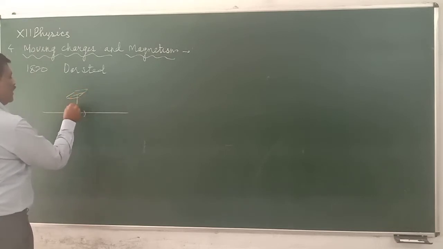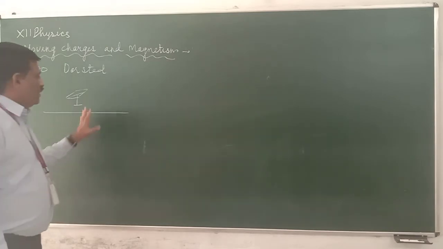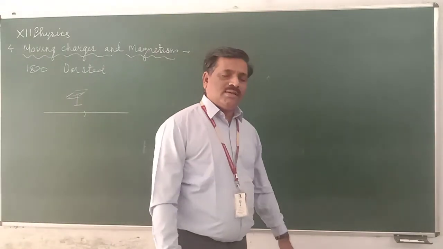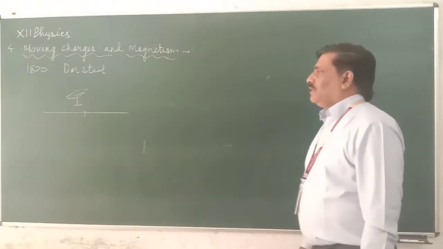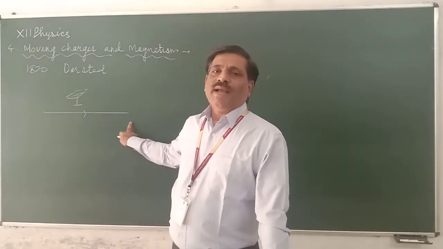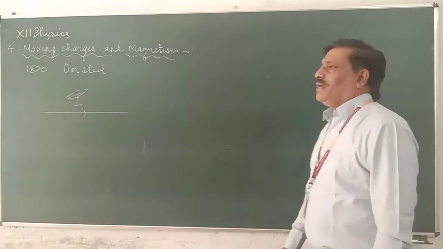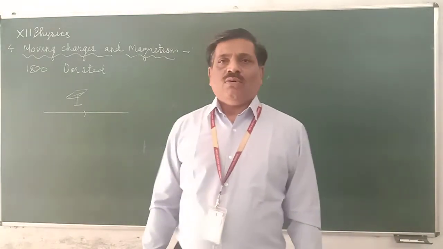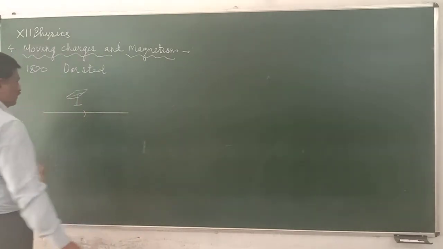This is the magnetic needle. If it is kept near a current carrying wire, it shows deflection. This simple observation made him conclude that currents or moving charges produce a magnetic field. This was the observation made by the Danish scientist Oersted. Now, let's see what he studied thereafter.